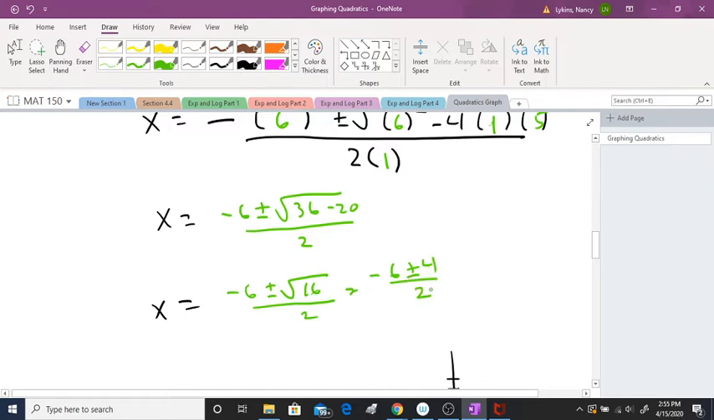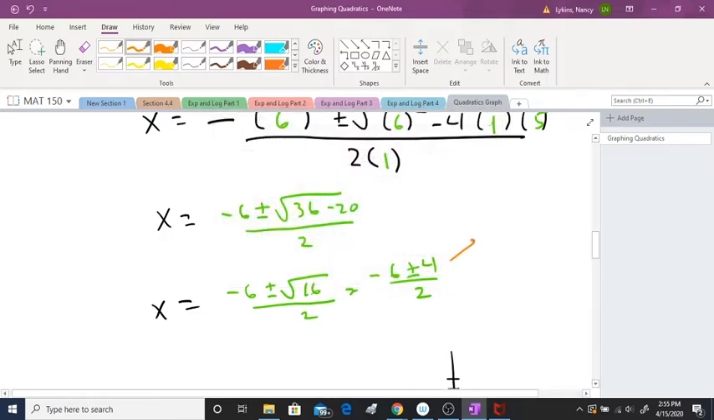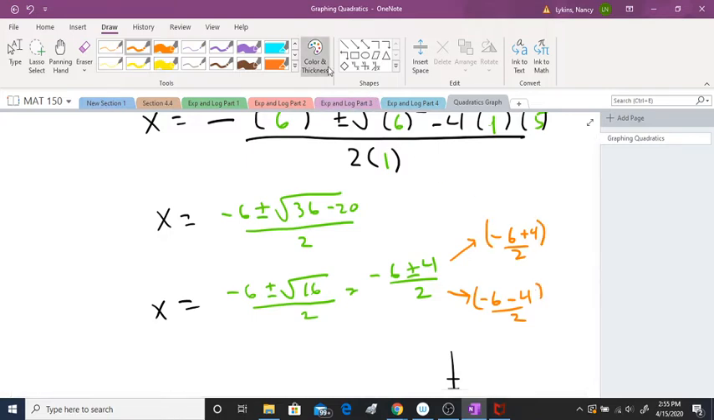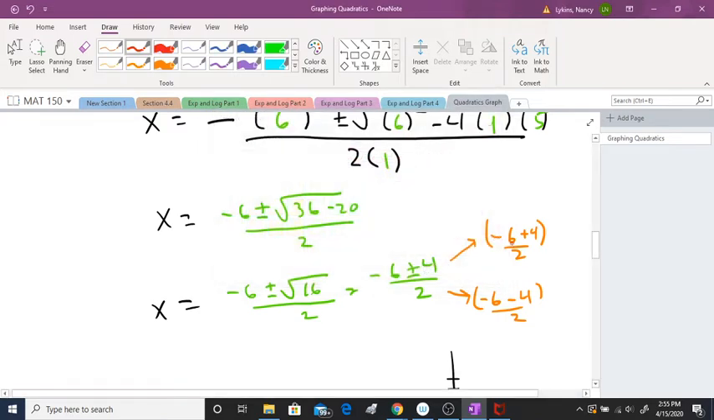Now, this is where the plus or minus comes into play. You're going to have a plus 4 and a minus 4. So what I'm going to do is separate these and say, okay, negative 6 plus 4 over 2, and then negative 6 minus 4 over 2, and I'm going to put those in parentheses. When I use my calculator, I'm going to make sure the calculator understands order of operations. So negative 6 plus 4 is a negative 2, divided by 2, you would get negative 1. Negative 6 minus 4, which is a negative 10, divided by 2 is a negative 5.